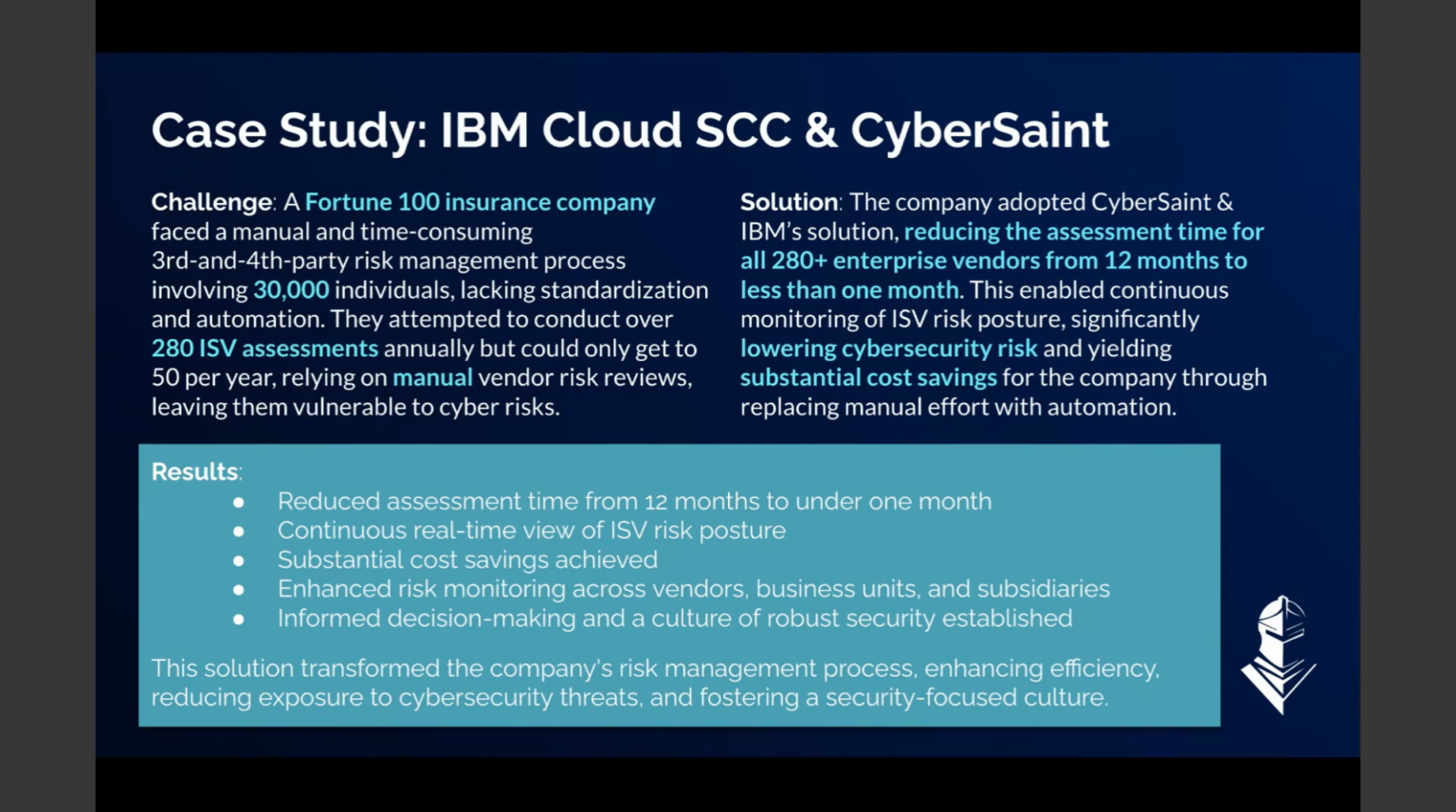So how do you make this efficient? Well, they attempted to conduct over 280 assessments annually, but they could only get to 50 a year. So they were never even making it to their goal because they were relying on manual vendor risk review. It was coming in manually, and they could never get ahead of the analysis on the actual exposures with respect to cyber risk. So we worked with them very closely and reduced the assessment time.